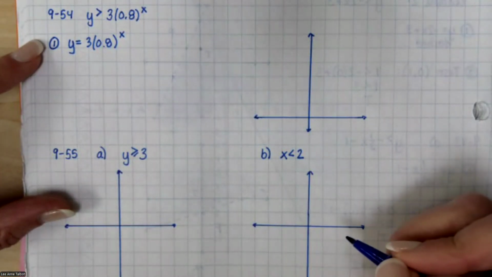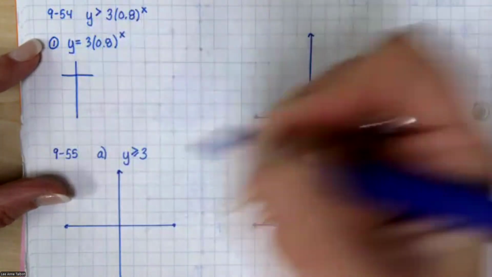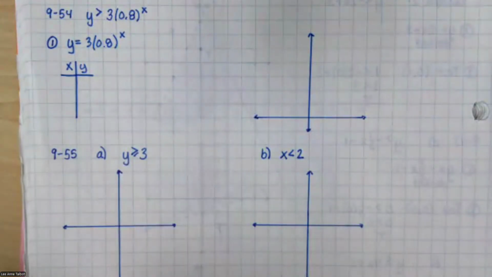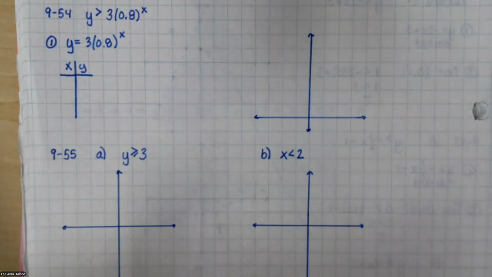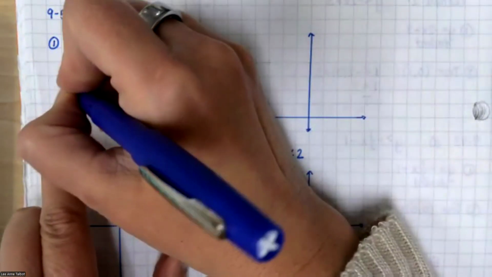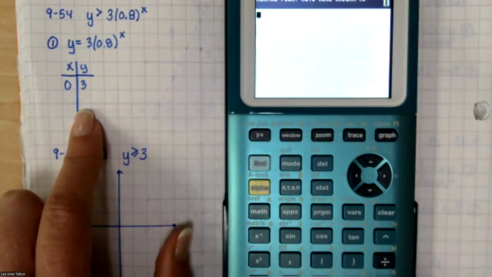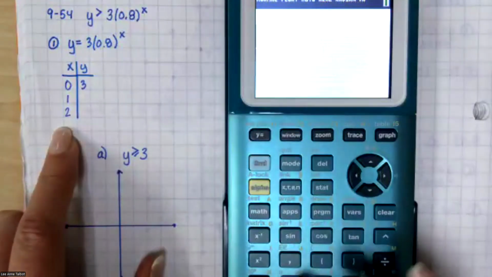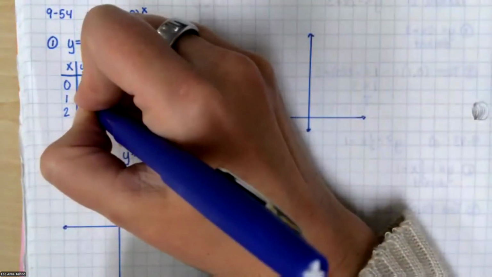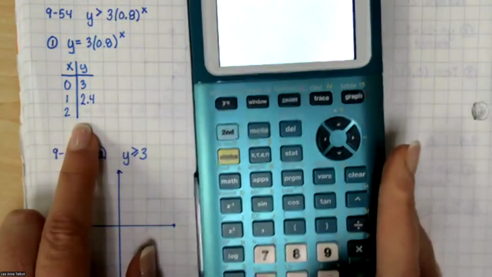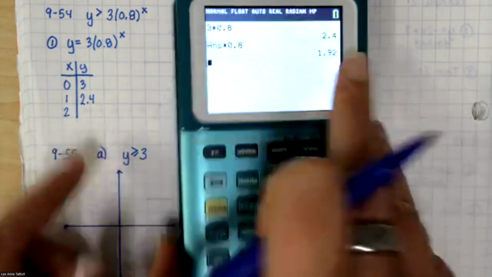But how do we graph this? What I like to do is make a table and then sketch in the graph. So for an exponential, I'm not going to do slope and y-intercept. I'm going to make a table to help me graph it. Okay, so my start is 3. And then the multiplier is 0.8. So 3 times 0.8 is 2.4. And then 2.4 times 0.8 is 1.92.